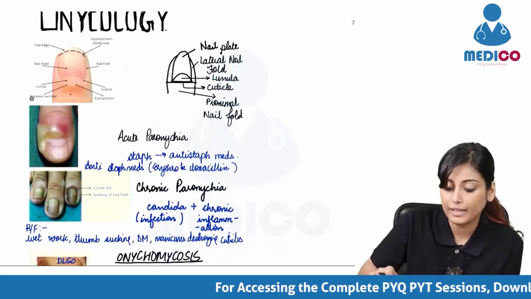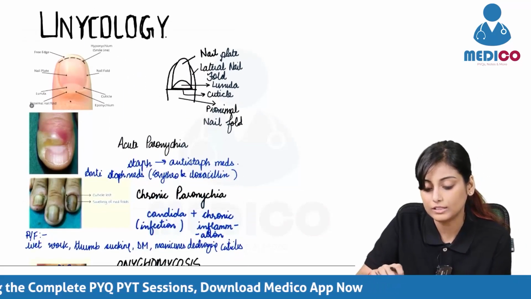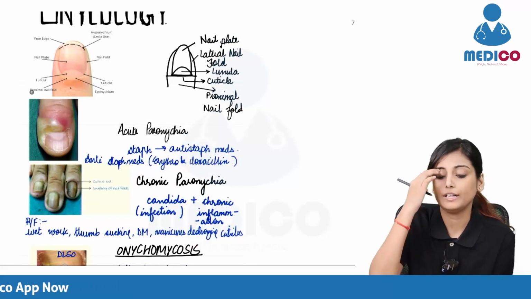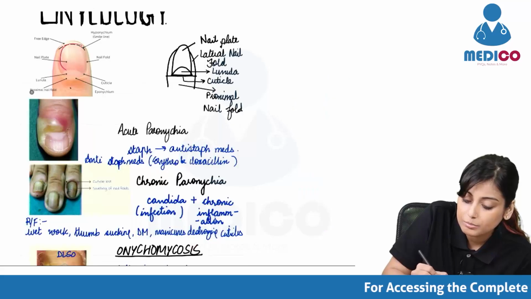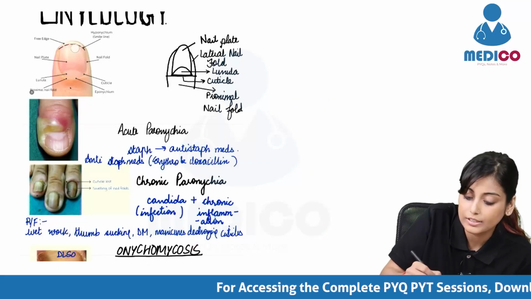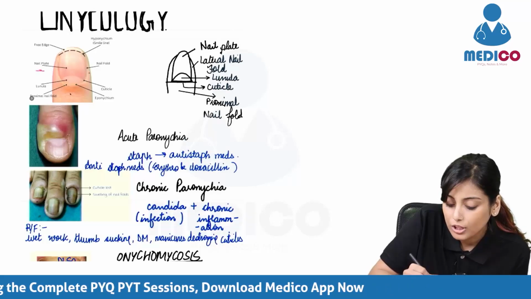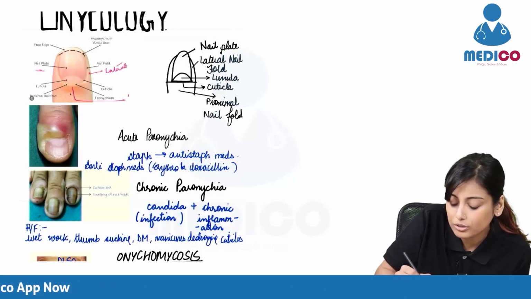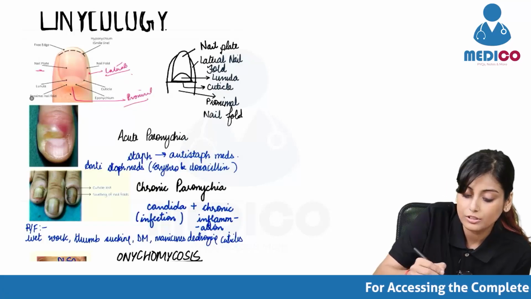So again, nail is very easy to understand, and it's also very easy to predict what all they'll ask from nail. Firstly, we'll start with the anatomy of the nail. So this thing is the nail plate. This big structure that you see is the nail plate. After that, these are the nail folds. These are the lateral nail folds, and this is the proximal nail fold. So these are both nail folds.